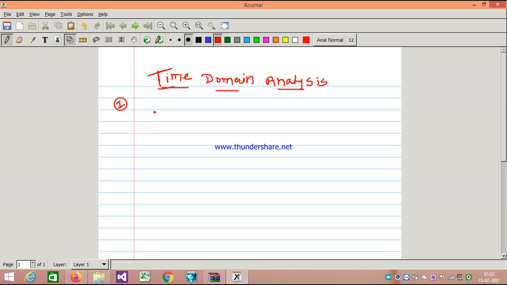In that, what are the classifications, or how many types are available? Classification of time domain analysis: basically time domain analysis is divided into two parts. First part is the transient response. Okay, so the first classification of time response, just write down full time response.